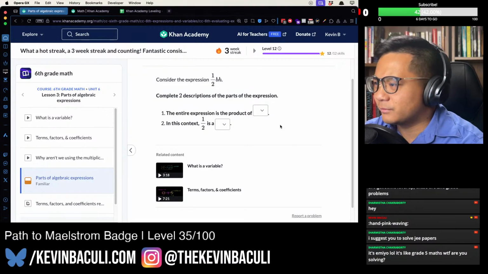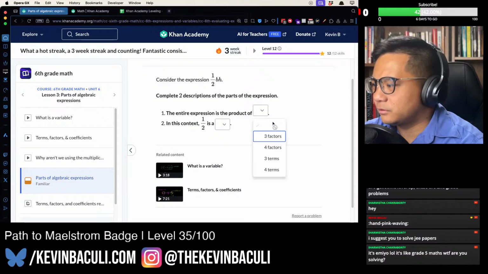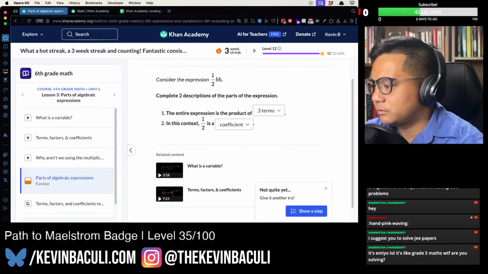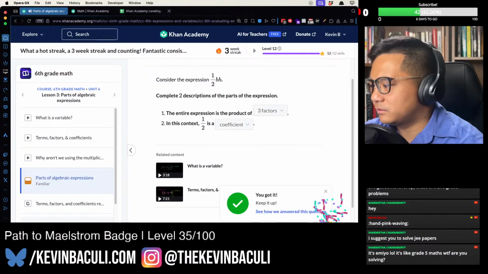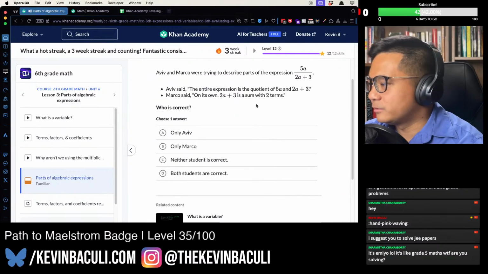Complete the descriptions of the parts of the expression below. The entire expression is a product of 3 factors. Coefficient. No. Dang it. Confusing this. Oh my god.